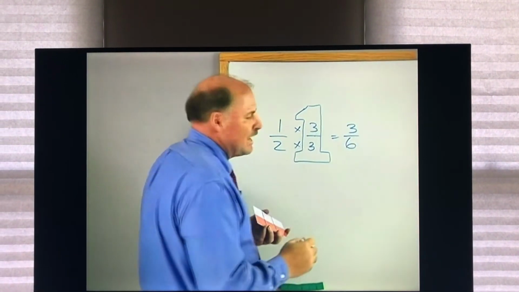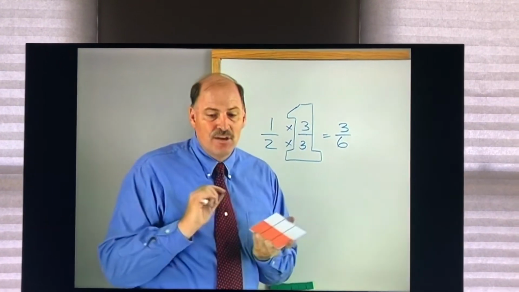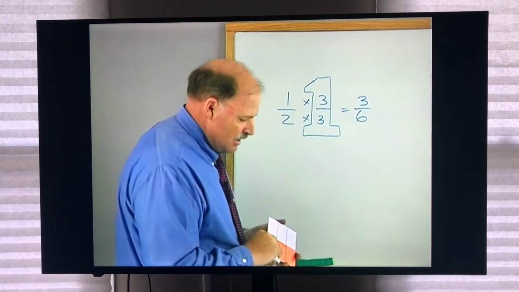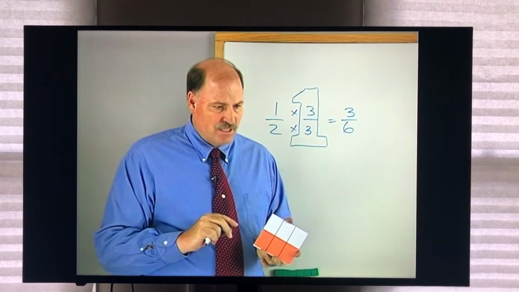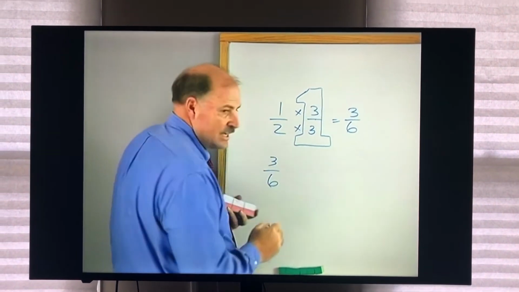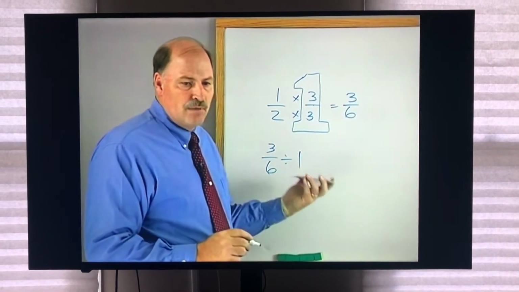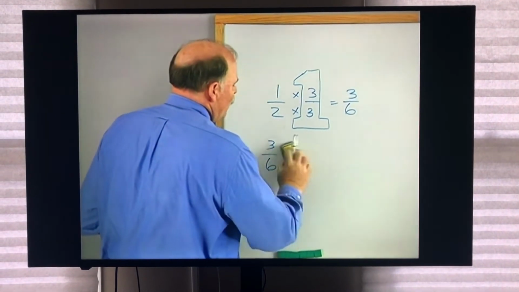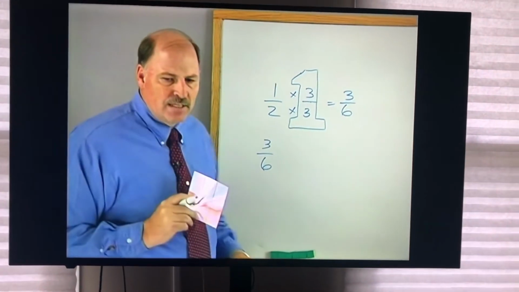Now it's 3/6, and we know that these two fractions are what? Equivalent. That means they're equal. That's the same amount, it's just more pieces. Does that make sense? All right, now, what's the opposite of this? What if I started with 3/6? Can I divide that by 1? What's 3/6 divided by 1? 3/6, right?